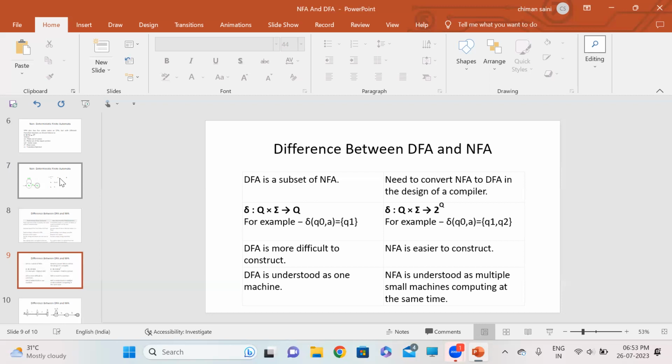Then the next difference is in the transition function. Then DFA is more difficult to construct as compared to NFA. Now DFA is understood as one machine, but NFA is understood as multiple machines computing at the same time. Why? Because after giving a single input string, we can move to multiple states. So we can see this as multiple machines computing at the same time.